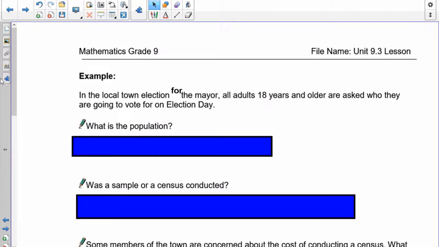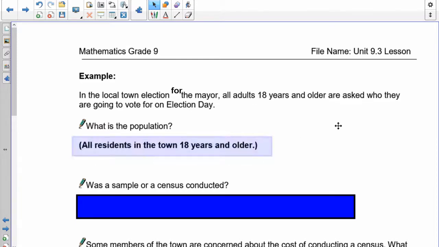Okay, let's go on to our next example. In the local town election for the mayor, all adults 18 years and older are asked who they are going to vote for on election day. So the first thing I want you to do is pause the recording and tell me what is the population for this example. Okay, so because it's a town election and all adults 18 years and older are asked, that would mean that everybody in the town who's 18 years old and older will be your population.